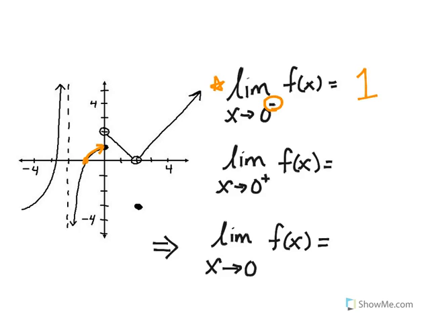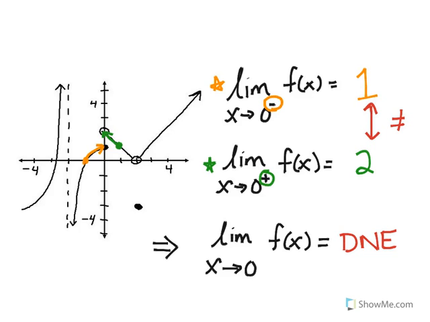Now let's read it from the right. Let's start at a number to the right of 0. Let's start at x is 1. That's this point right here. And now I'm going to read it towards x is 0. So I read this way, and I'm going towards the hole at the y value 2. Once again, these two values are not the same, meaning the overall limit at 0 does not exist. It's approaching two different values from the left and from the right. But now we're able to identify what is the value from the left, well that's 1, and what is the y value from the right, that's 2.